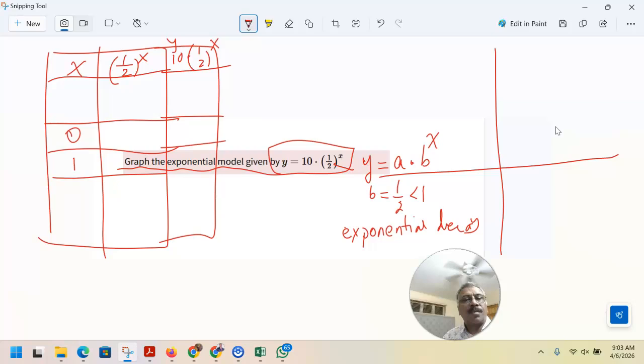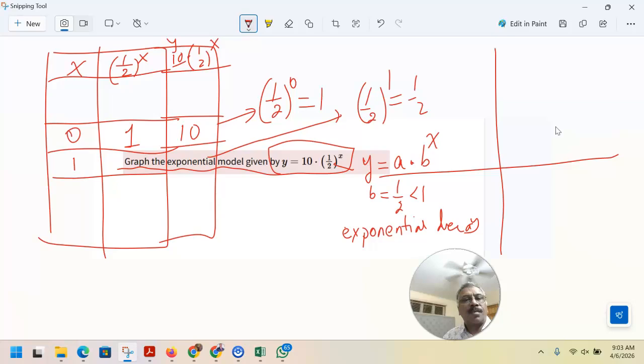So when you put x equals 0 here, half raised to 0 is 1. So this is 1. And because there's a 10 multiplied, you write 10. This one is half raised to 1, which is half. So this is half, multiplied by 10. Half of 10, which is 10 divided by 2, is 5. So this becomes 5.